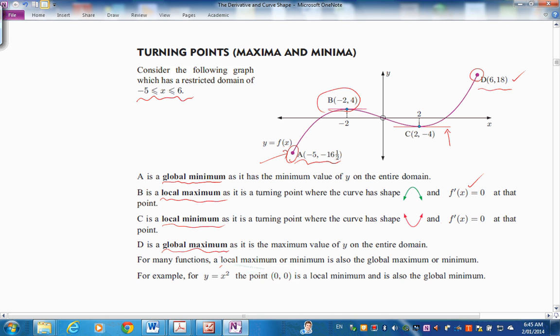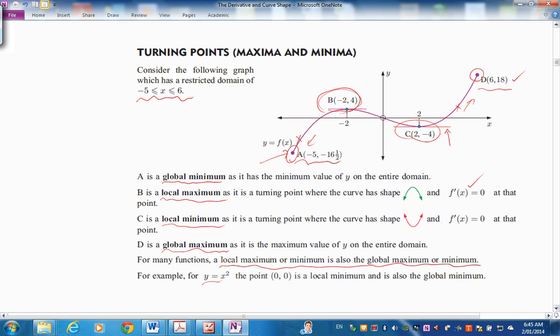Now, this is an important point here. A local maximum or minimum could be the global maximum or minimum. That could be all that you have there if we restricted the domain, so if we stopped it there and there, then that would be both the local max, local min, and global, if we didn't allow the function to go higher or lower here. Okay.